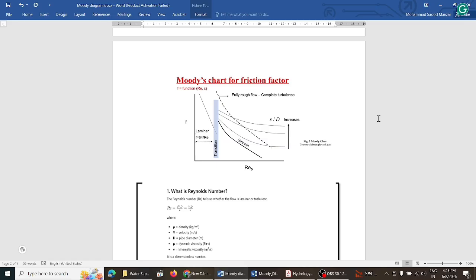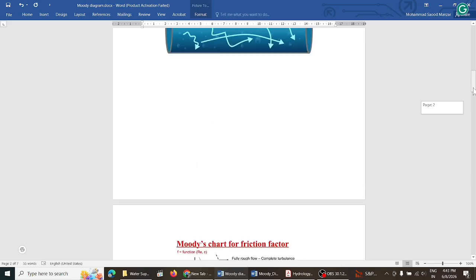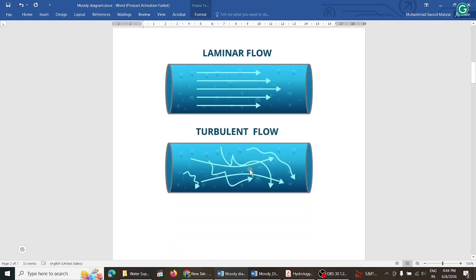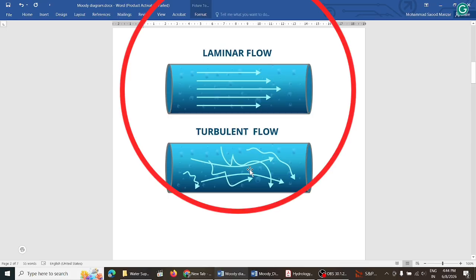And suppose it is laminar flow, so the Reynolds number here will be less than 2300. Here the relative roughness has no effect on the friction factor. In this region, the friction factor is solely a function of the Reynolds number, which is f equal to 64 upon Reynolds number. Friction factor will be equal to 64 upon Reynolds number. Now this is the case of the laminar flow and this is the case of the turbulent flow.